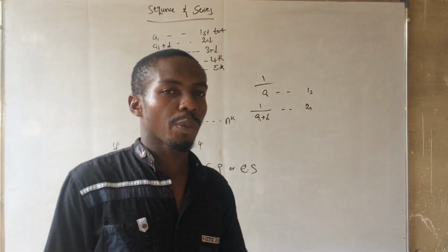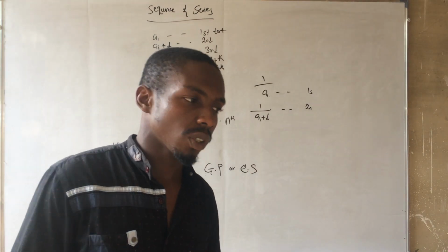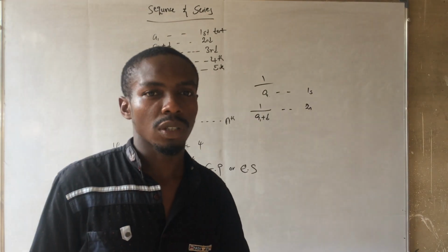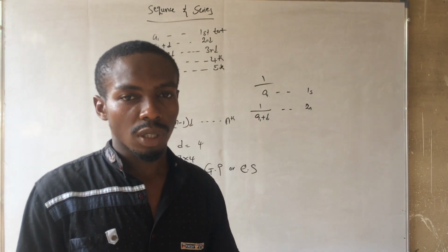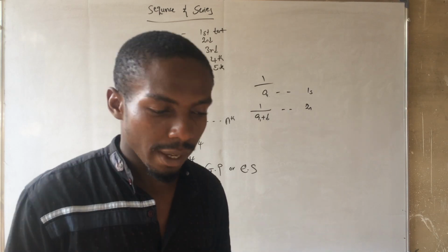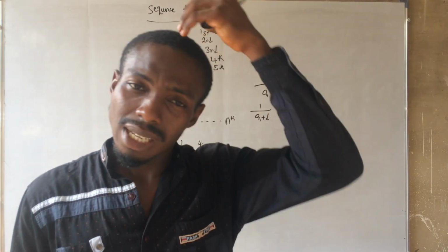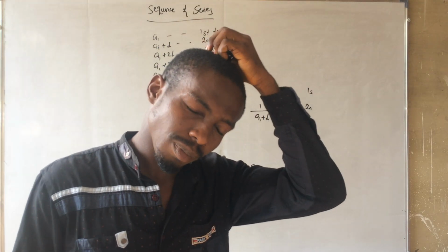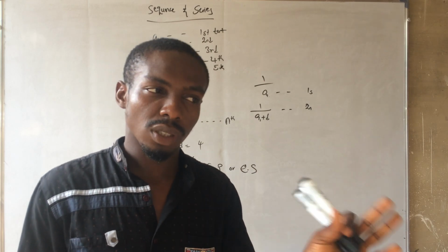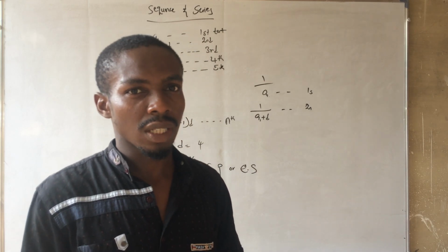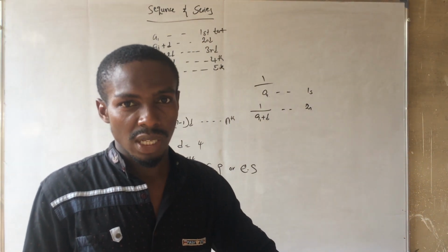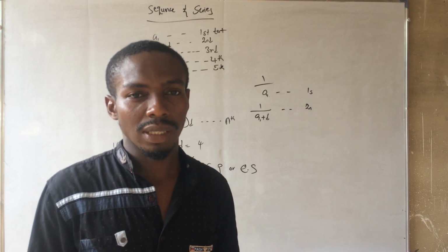So when it comes to harmonic progression, it is just the reciprocal of arithmetic progression. So that is where I'm going to stop today, and I hope you understood my explanation. You might say I did not explain series. Don't worry, that will come in the next video, but let me just give you a hint of what series is. It's just the addition of all the terms of the sequence in your set of numbers.